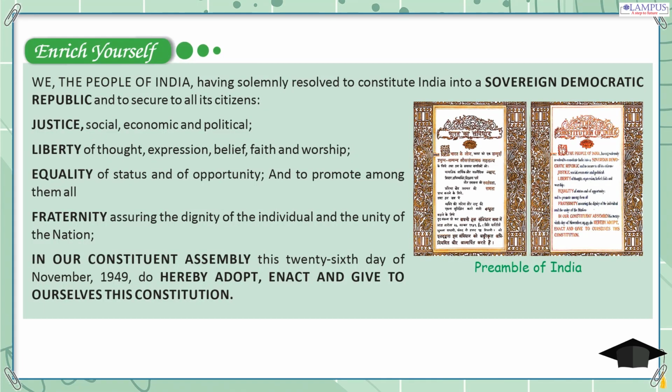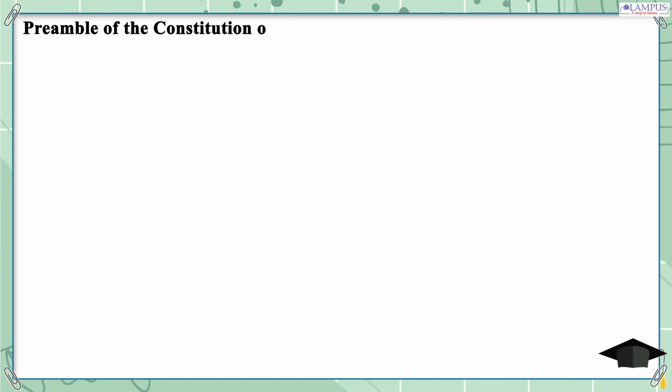Enrich yourself. We, the people of India, having solemnly resolved to constitute India into a sovereign democratic republic and to secure to all its citizens justice, social, economic and political, liberty of thought, expression, belief, faith and worship, equality of status and of opportunity, and to promote among them all fraternity, assuring the dignity of the individual and the unity of the nation. In our Constituent Assembly this 26th day of November, 1949, do hereby adopt, enact and give to ourselves this Constitution. Preamble of the Constitution of India.